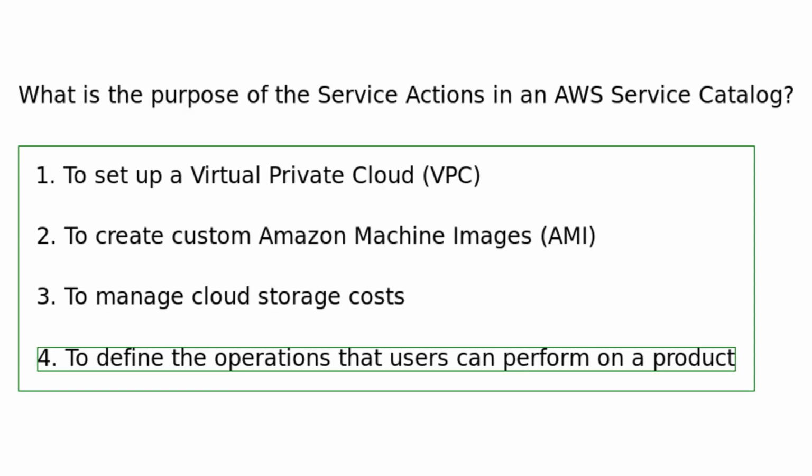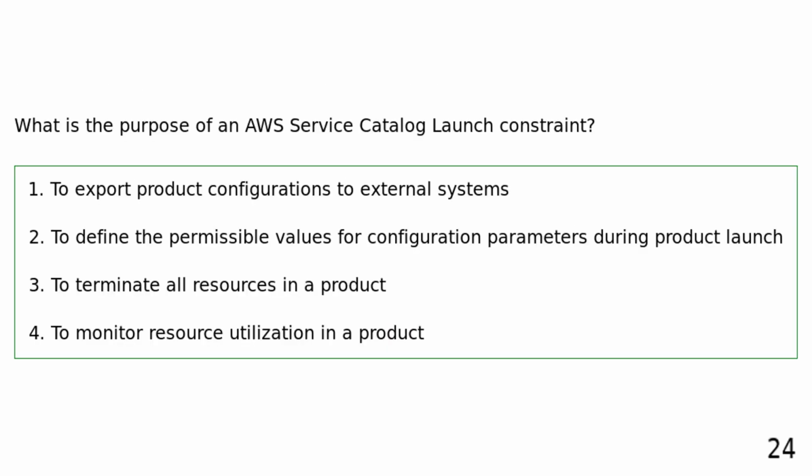Service actions in an AWS Service Catalog are used to define the operations that users can perform on a product, such as launch, terminate, or update the provisioned resources. What is the purpose of an AWS Service Catalog launch constraint?